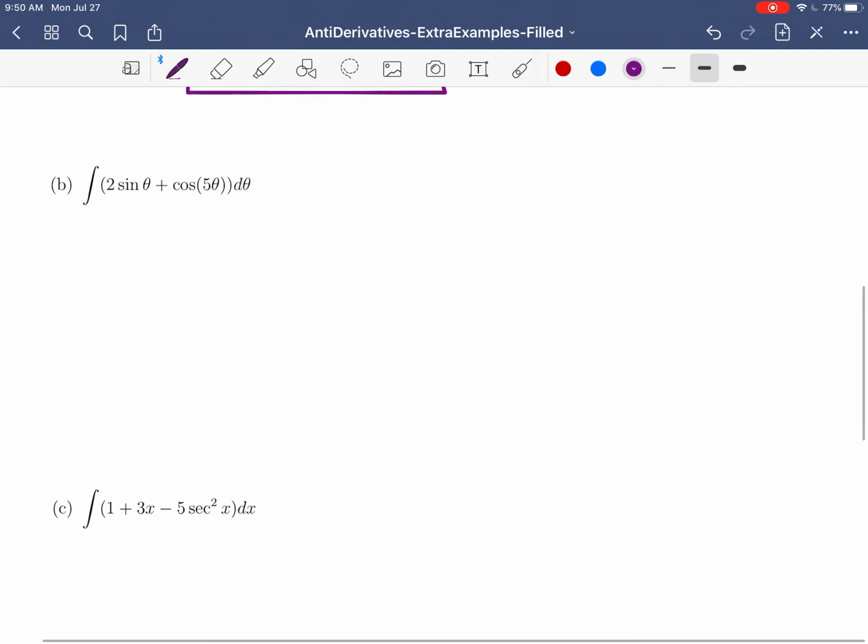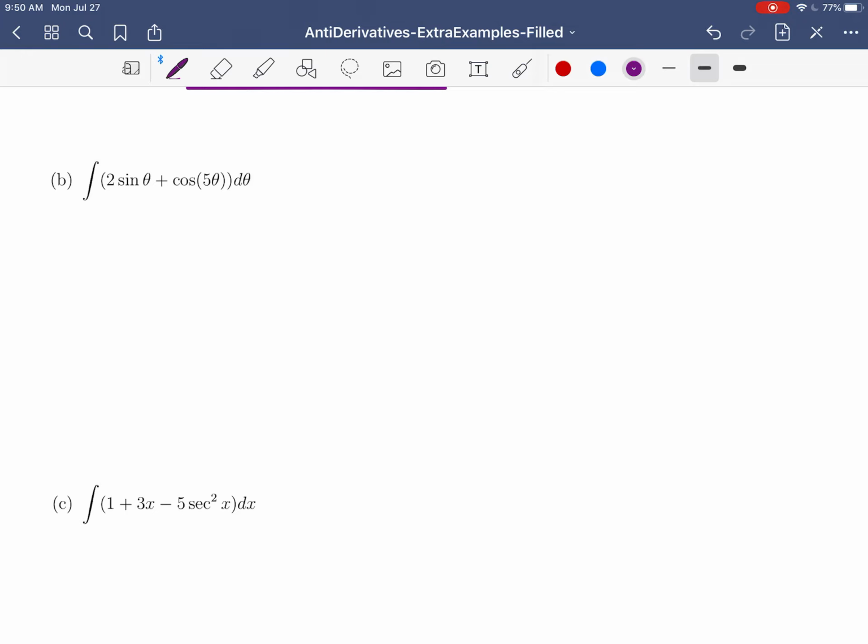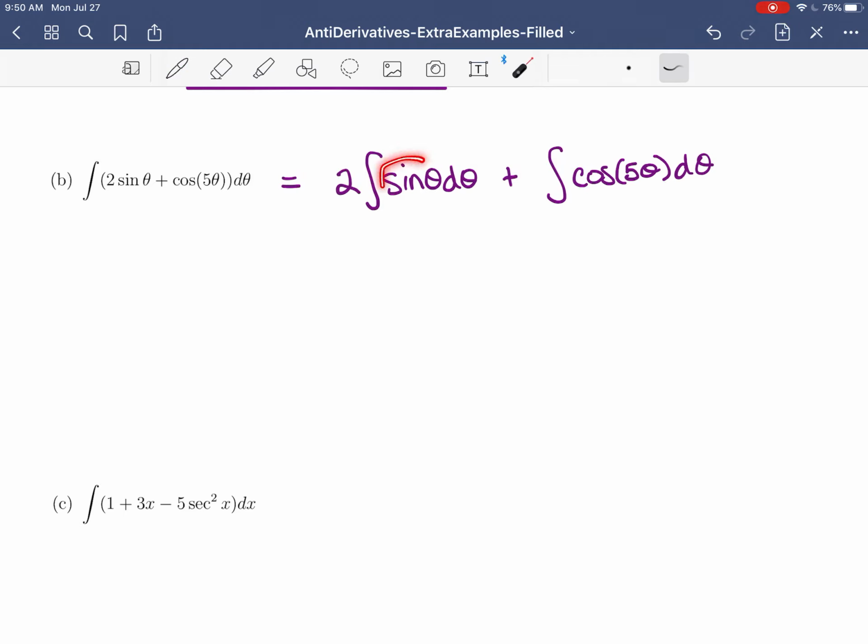Okay, trig. I want the indefinite integral of 2 sine theta plus cosine of 5 theta d theta. The first thing I want to do is break this up. So we can bring out the 2, and then I have the integral of sine theta d theta plus the indefinite integral of cos of 5 theta d theta. First of all, I want to know what has derivative sine theta. I know the derivative of cosine theta is negative sine theta. So that means that this integral is going to be negative cosine theta.